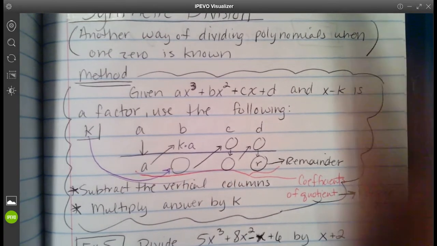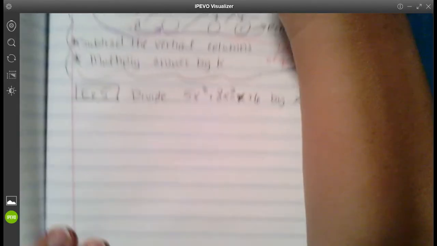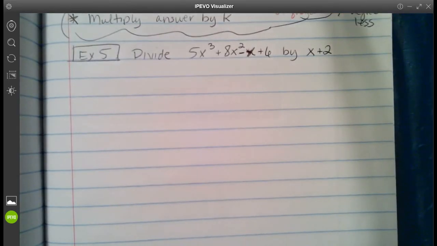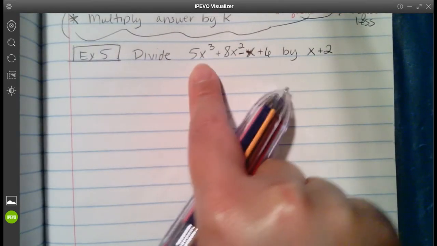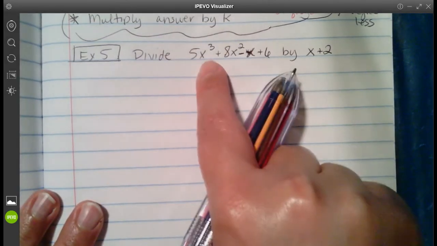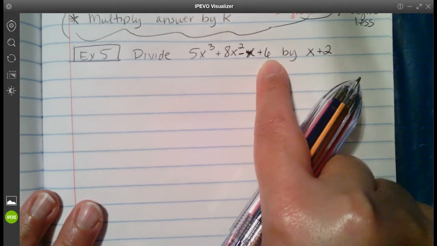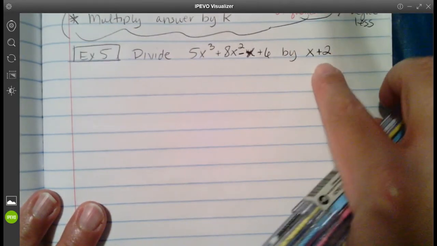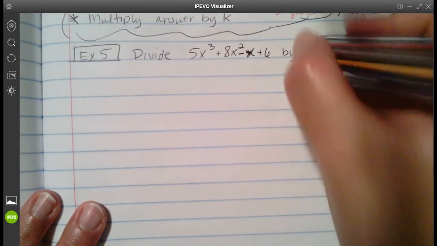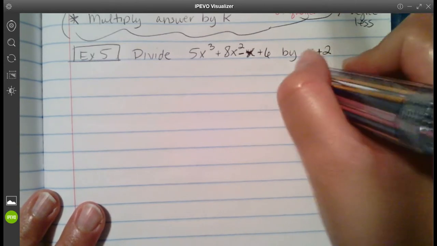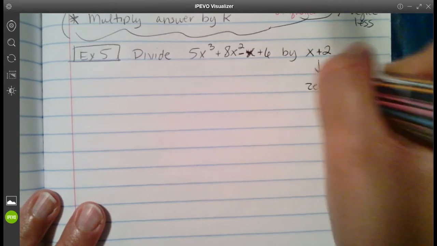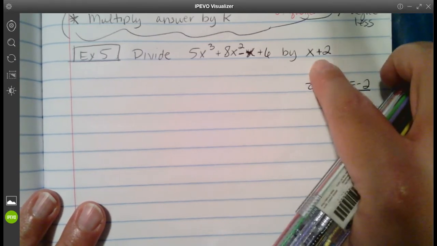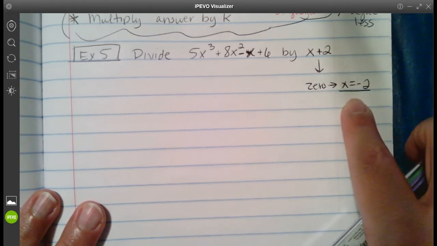All right, we're going to go right into an example because this one is best shown with an example, as are most math problems. So we're going to start with our polynomial. It's already in descending order, so we're okay with that. And our factor here is x plus 2. Okay, so first of all, the 0 is going to be x equals negative 2. Remember, we have to set this equal to 0 to solve, so it's negative 2.